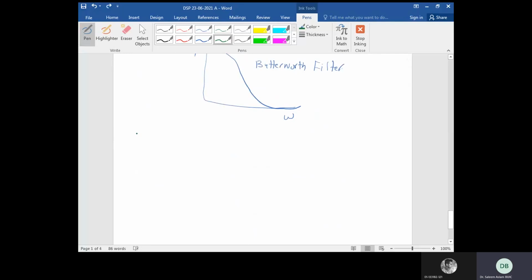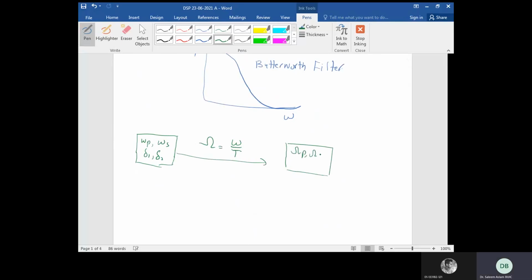So you need 4 steps. In the first step, what are you trying to find? You're trying to find omega pass, omega stop, delta 1, delta 2. And then you will use this relationship, and you will come to this level: omega pass, omega stop, delta 1, delta 2.